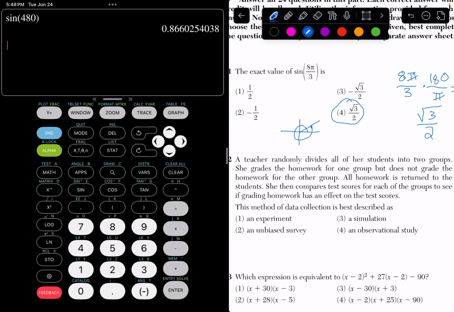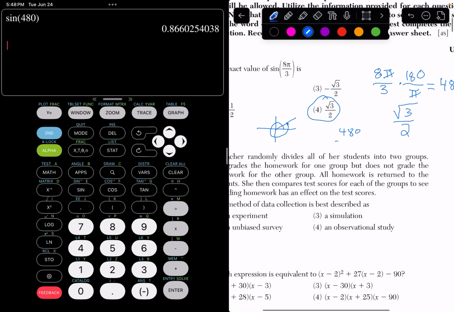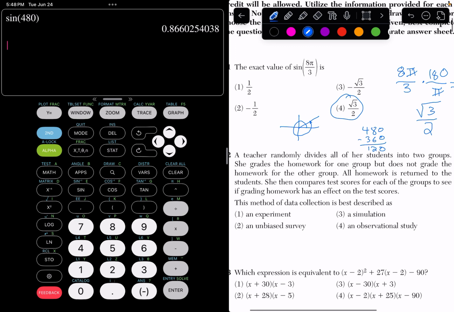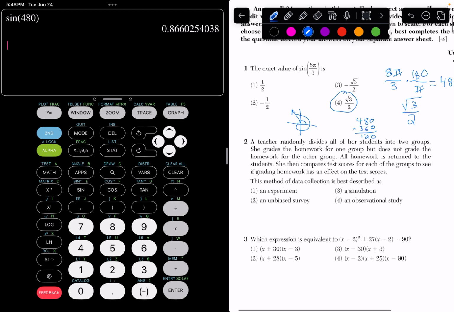If you do 480 minus 360, you get 120 degrees. You actually end up in the second quadrant. So I definitely just did that wrong. It's funny because I have it drawn right there and I didn't look at it. All right, so it's 120 degrees. It goes around once and then it ends up here. And sine is positive in the second quadrant.